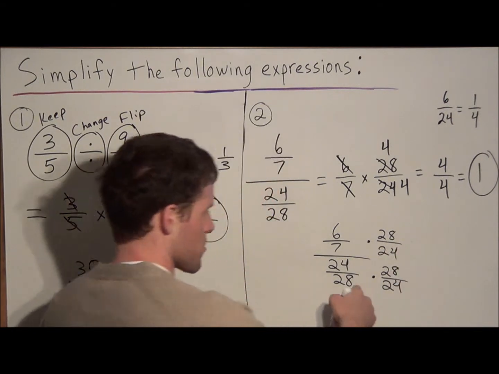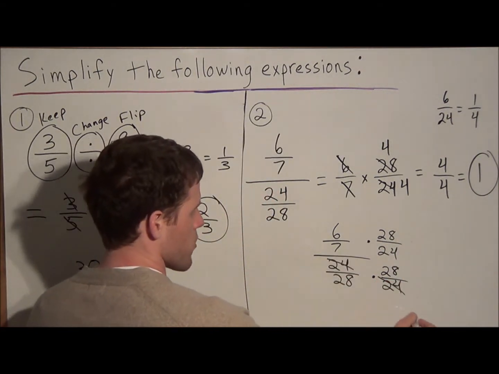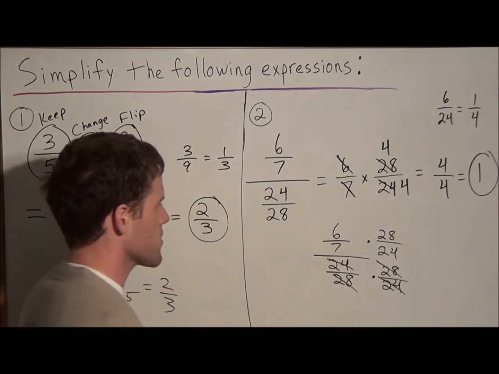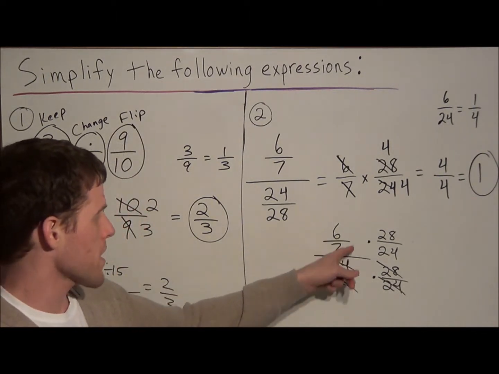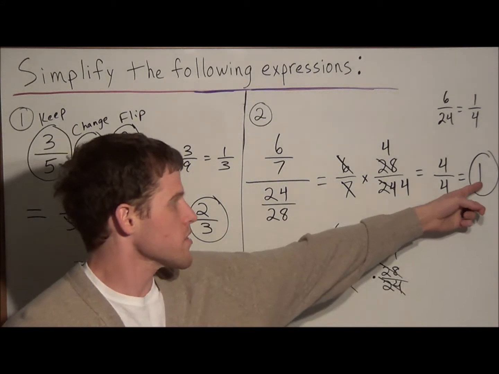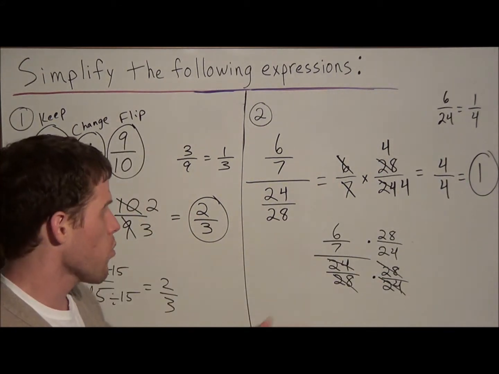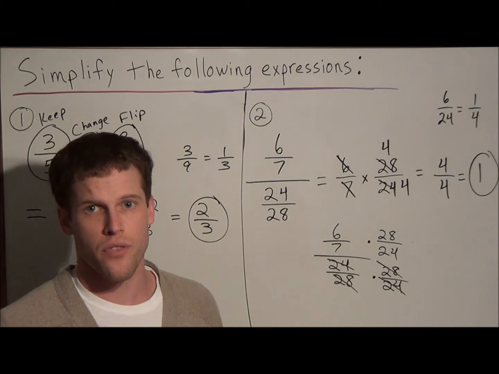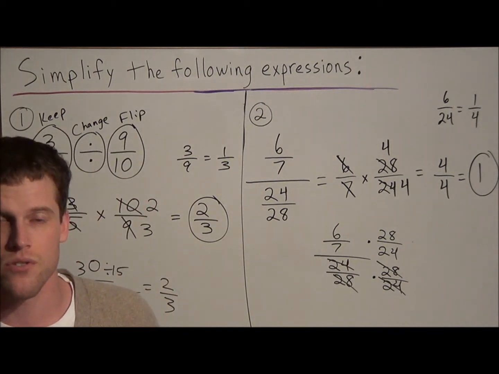28/24. But notice in the denominator, 24/24 cancels, 28/28 cancels, which leaves you with that multiplication problem, 6/7 times 28/24, which gave us the answer of 1. So this is why keep, change, flip works. Just a little food for thought in case you're wondering why you're using this rule.